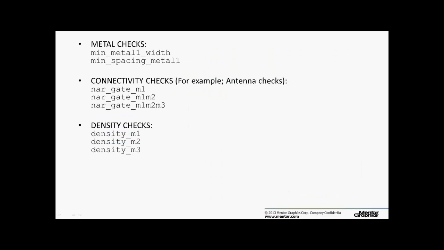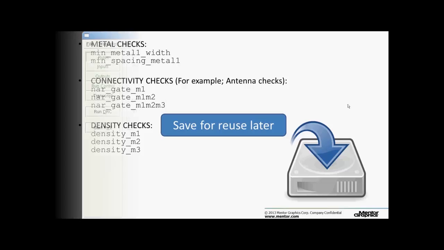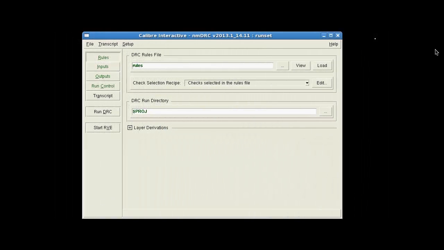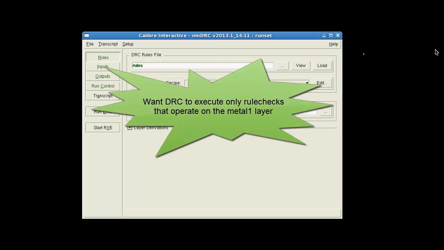It would be even more useful if I could save a set of selected rule checks for reuse later, so that I don't have to recreate the selection scenarios. Now there's a way you can do all of this with check selection recipes in Calibre Interactive. Let's say I want to set up to run DRC rule checks for Metal 1 layers only.